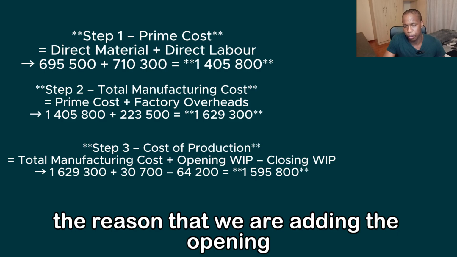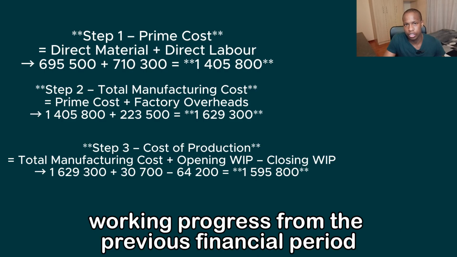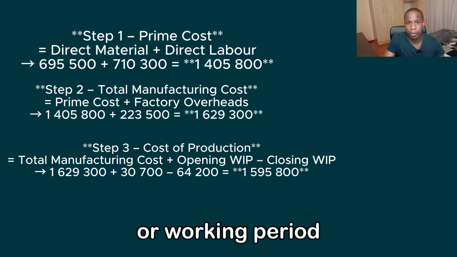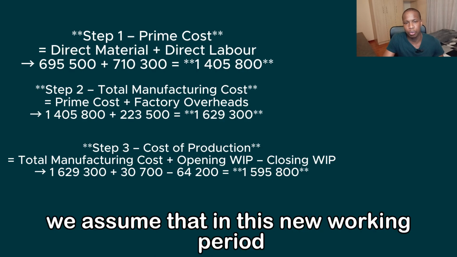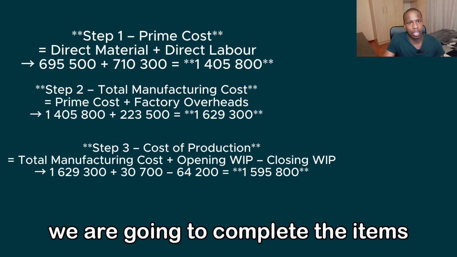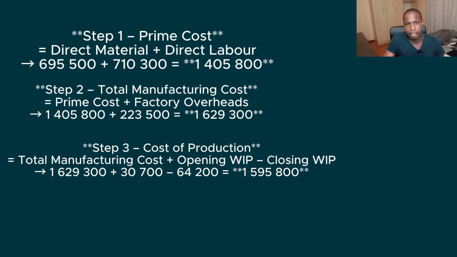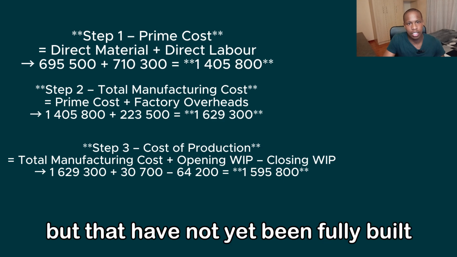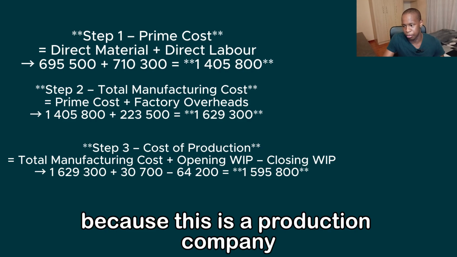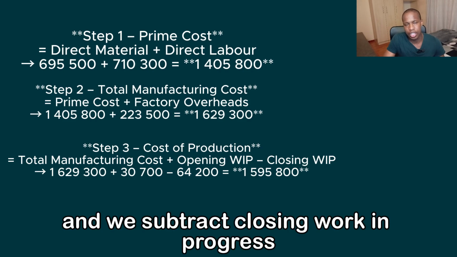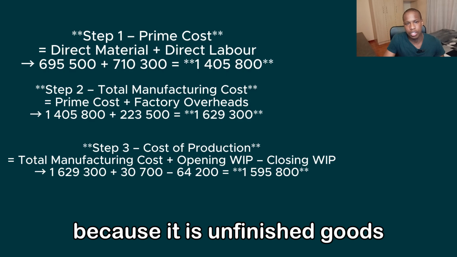The reason that we are adding the opening work in progress from the previous financial period or working period, we assume that in this new working period, we are going to complete the items that have not yet been used. Not used necessarily, but that have not yet been fully built, because this is a production company, and we subtract our closing work in progress because it is unfinished goods.